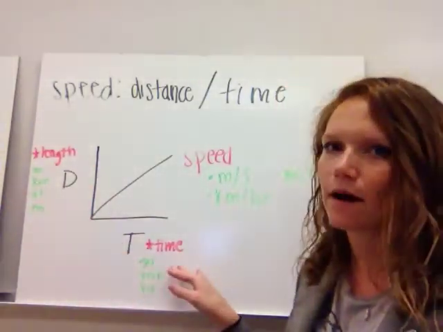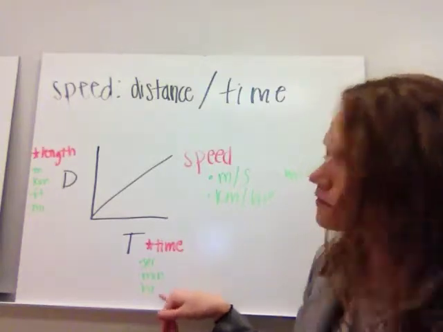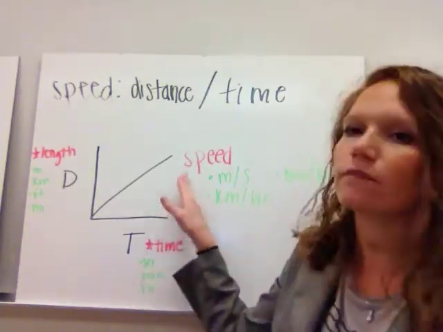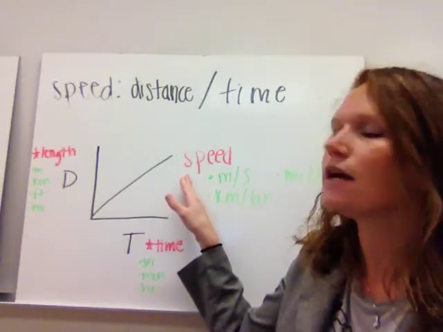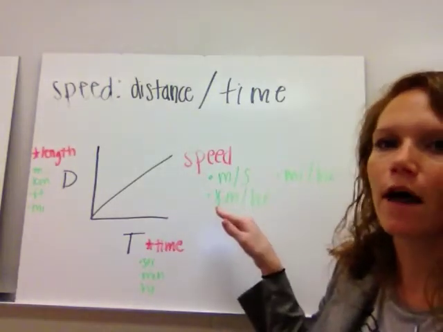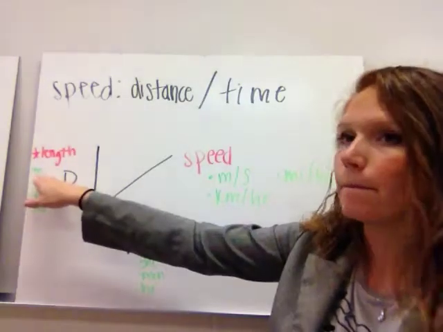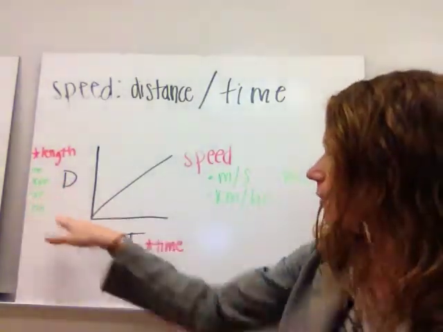And then you'll have time at the bottom, usually in seconds, minutes, or hours, sometimes days, depending on what they're talking about. You already know that speed is measured in meters per second, kilometers per hour, miles per hour. So you can see how meters per second, kilometers per hour.